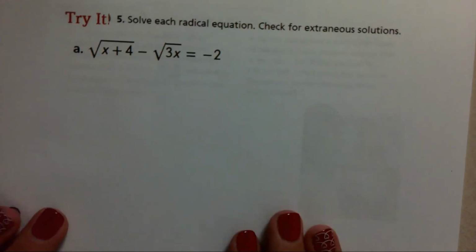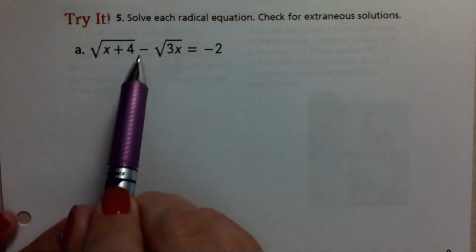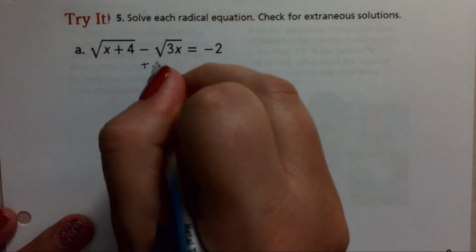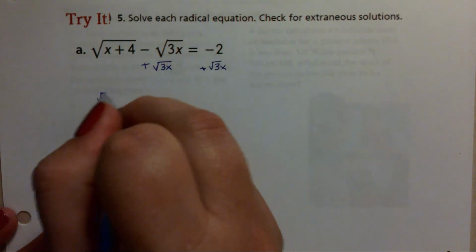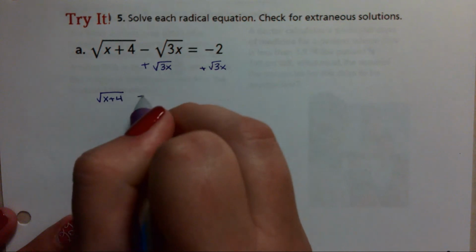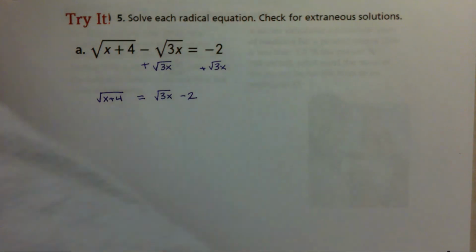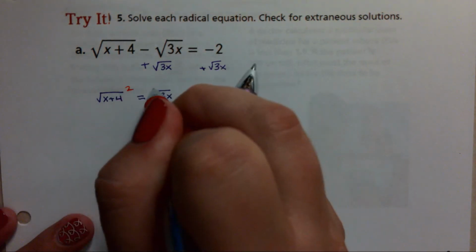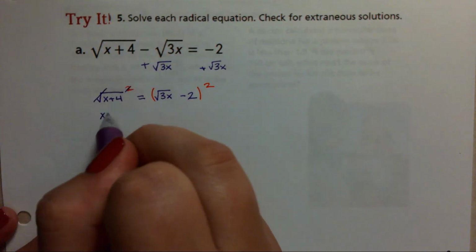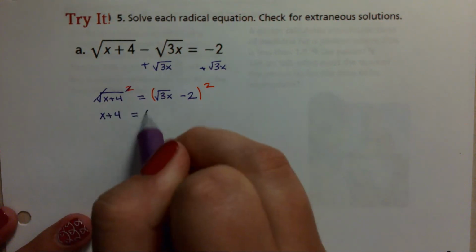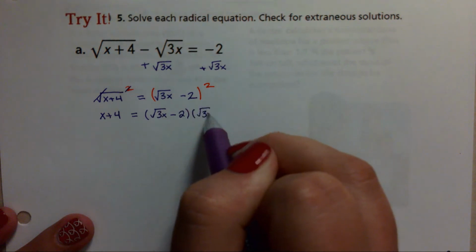All right, let's try another one here. Start off by isolating our radical expression. So I'm going to add square root of 3x to both sides, which is going to give me square root of x plus 4 equals square root of 3x minus 2. Square both sides, and I get x plus 4 equals square root of 3x minus 2 times square root of 3x minus 2.